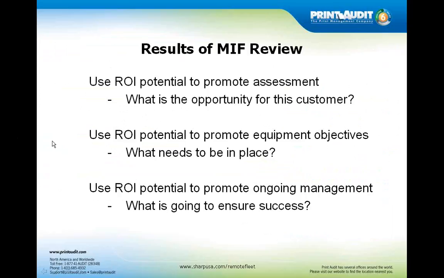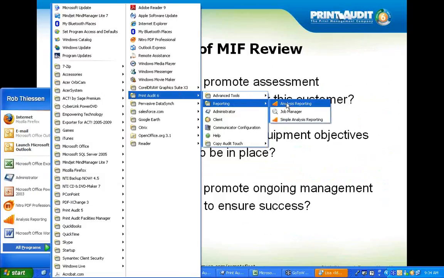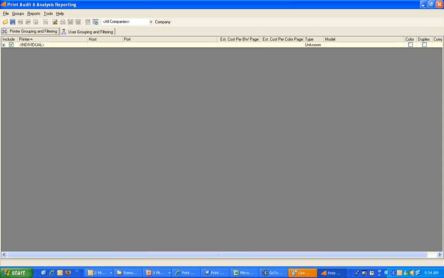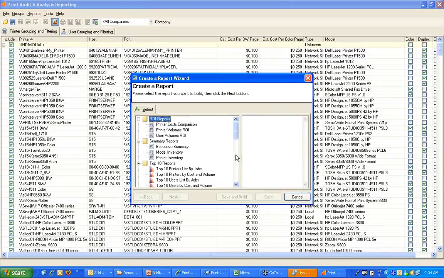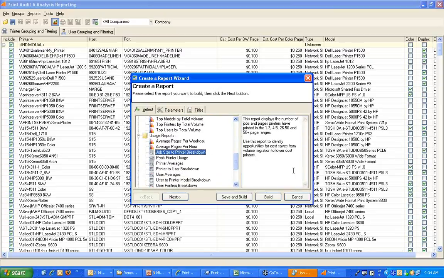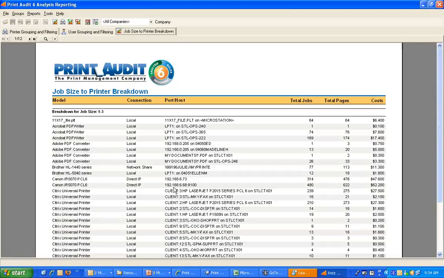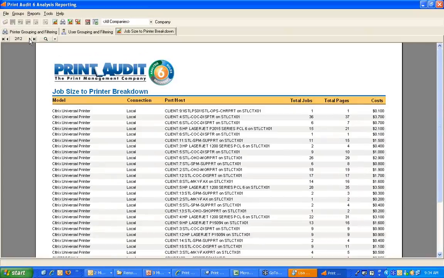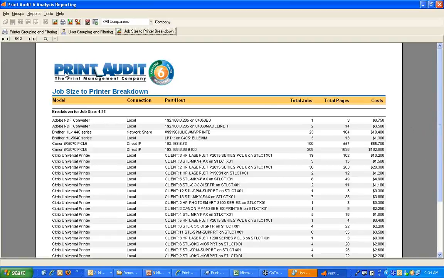I showed you some reports yesterday, if you were on the session yesterday, that actually had the job size to printer breakdown and showed the number of jobs. We can bring that report up again, as a matter of fact. Here's the number of jobs printed to LaserJet printers over a certain page size. That was the job size to printer breakdown. So if we're encouraging our customer to do an assessment, we can take the data from that assessment, and it might look something like this. We can say, look, here are all the printers that are doing more than 4 pages in your environment.